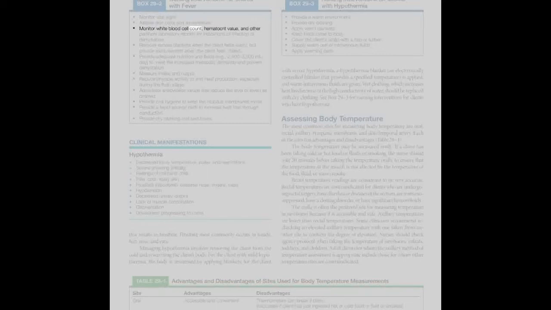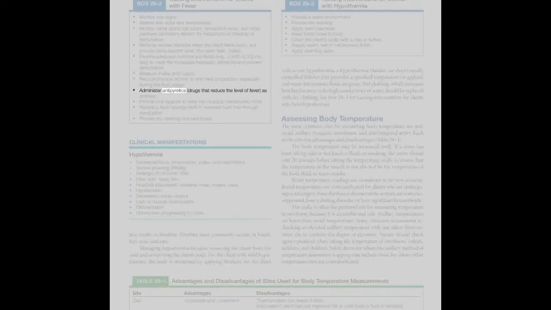Monitor white blood cell count, hematocrit value, and other pertinent laboratory reports for indications of infection or dehydration. Remove excess blankets when the client feels warm, but provide extra warmth when the client feels chilled. Provide adequate nutrition and fluids, for example, 2,500 to 3,000 ml/day, to meet the increased metabolic demands and prevent dehydration. Measure intake and output. Reduce physical activity to limit heat production, especially during the flush stage.